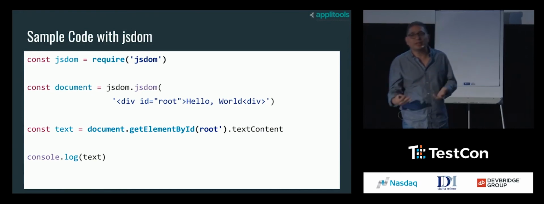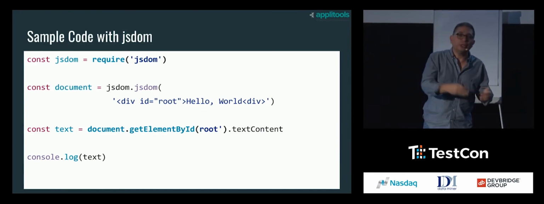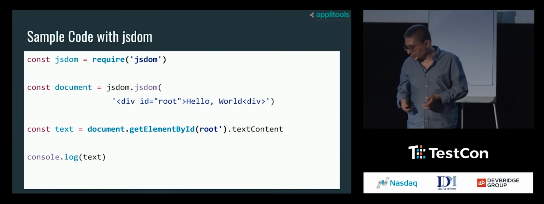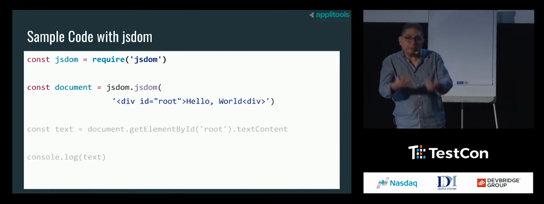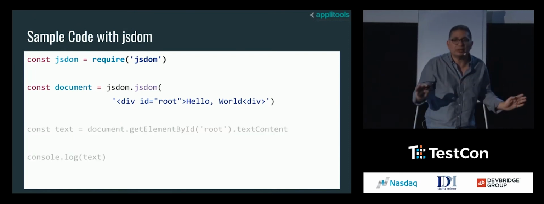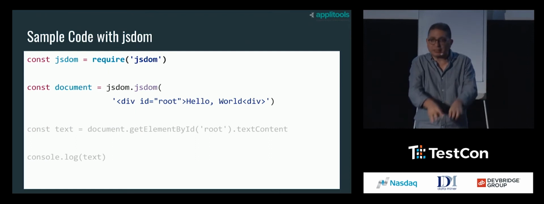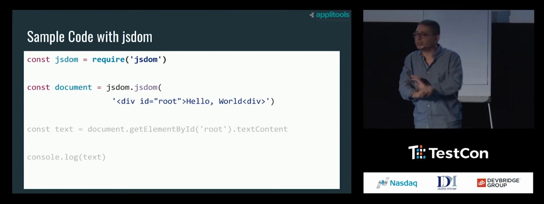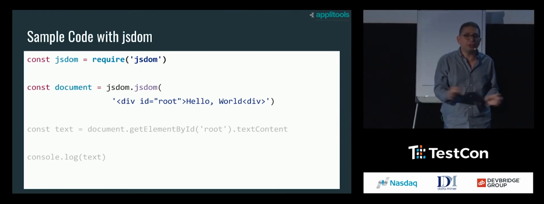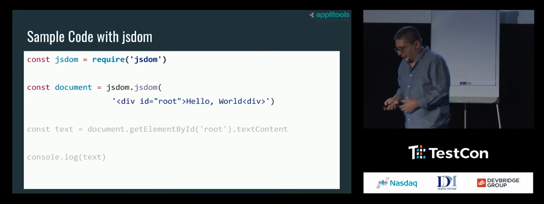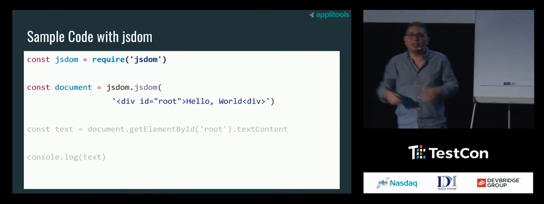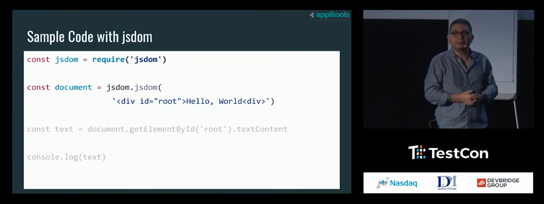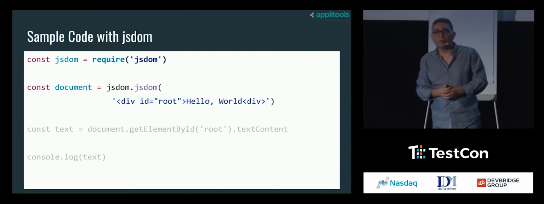Let's run the application in Node using JSDOM. So we start with importing JSDOM. It's just a regular library. You just npm install JSDOM if you're under Node. Just install it and you have that package. It's a regular package, pure JavaScript. And you call JSDOM.jsdom and you give it the HTML. In this case, it's just a div with a hello world.